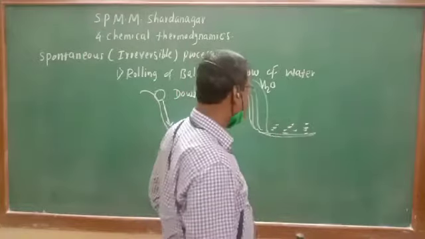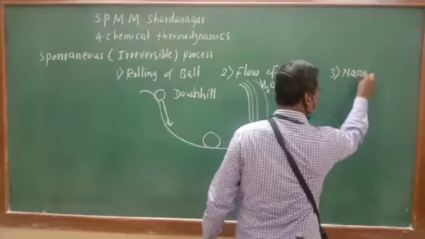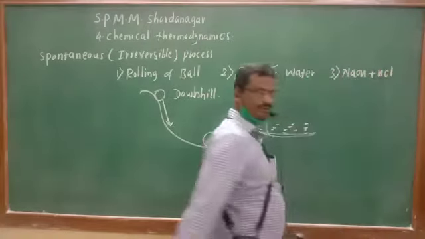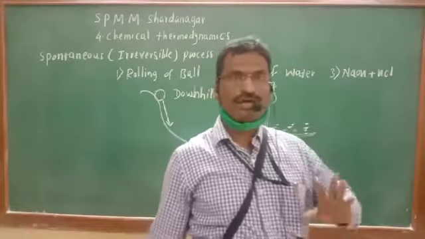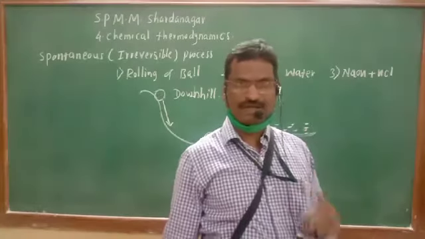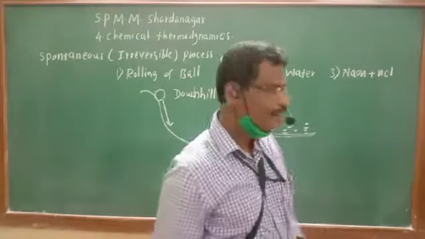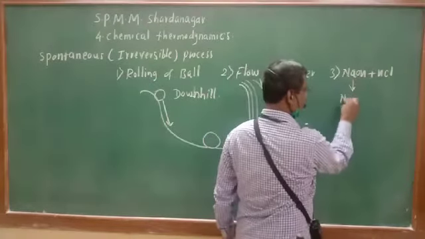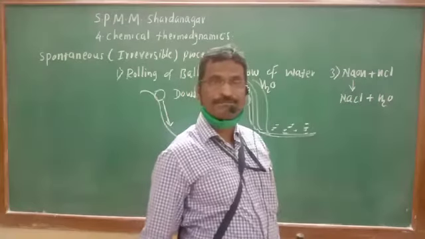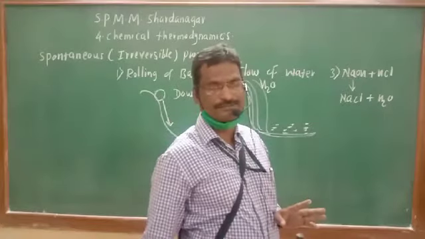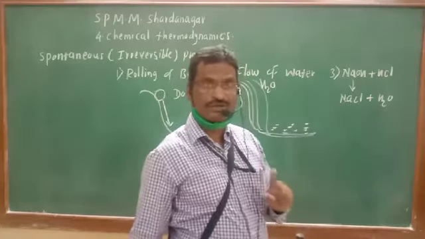Let us consider one more example. If we add NaOH and HCl together, this reaction is known as a neutralization reaction. The reaction in which acid reacts with base to form a salt and water, NaCl, salt and water. This reaction is known as a neutralization reaction, and this reaction is exothermic in nature.